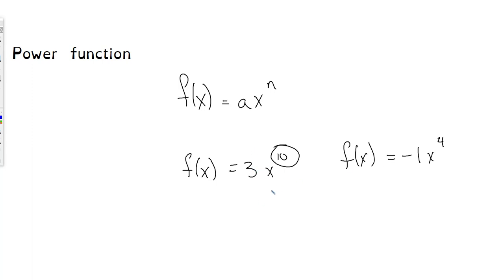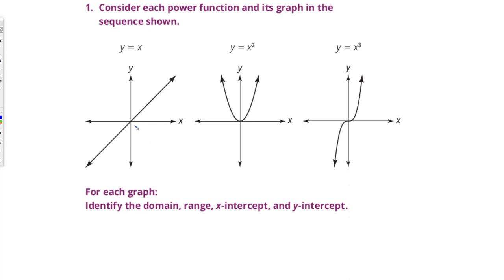The number in front could be 1. The only thing it can't be is 0, because if it's 0, it kind of cancels out everything. And so we're going to look at each, and I guess it can be 1, we just don't usually think of that as a power. So the first one is a linear function. This is a linear parent function. I want you to find the domain and range of each of these functions.